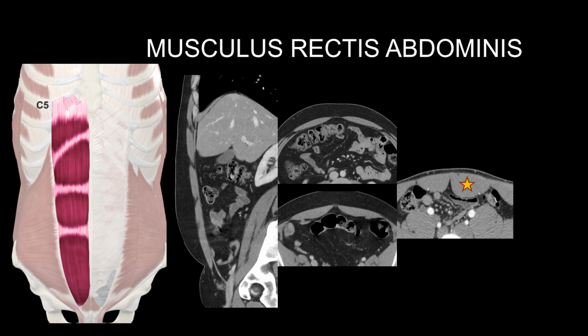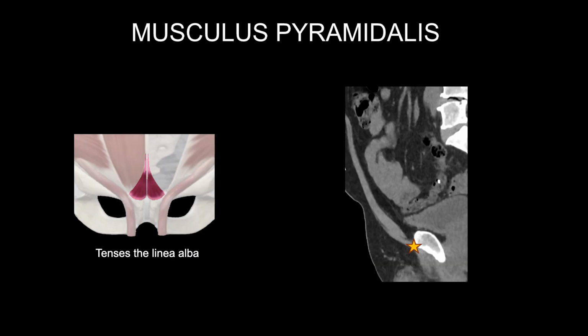A small but relevant muscle to recognize is the pyramidalis, a triangular muscle with a broad base at the pubic symphysis, located over the rectus abdominis and tensing the linea alba. It should not be mistaken for a rectus muscle lesion.